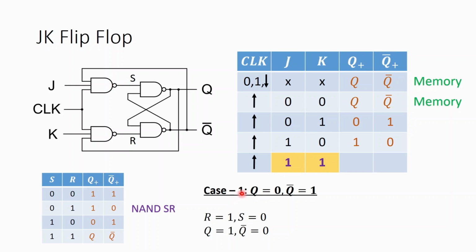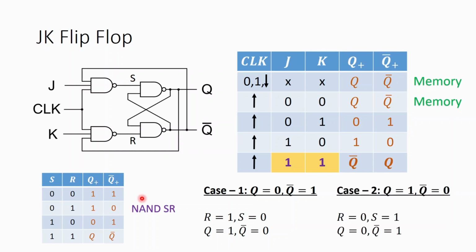So what happens here? Let us see. When we are giving 1 1, JK is 1 1. Let us suppose we start from Q 0 and Q bar 1. Then JK is 1 1, so this NAND gate is getting actually influenced by the outputs. Q is 0, so R will become 1, Q bar is 1, so S will become 0, right? When this is the configuration, you see the output would be 1 0. Now if you start from the output 1 0, then since this is 1, this will become 0, and since this is 0, this will become 1. R equals 0, S equals 1, and that will give you the output as 0 and 1.